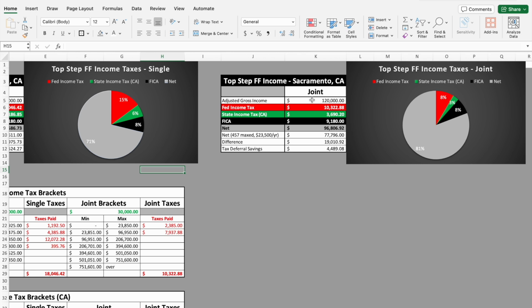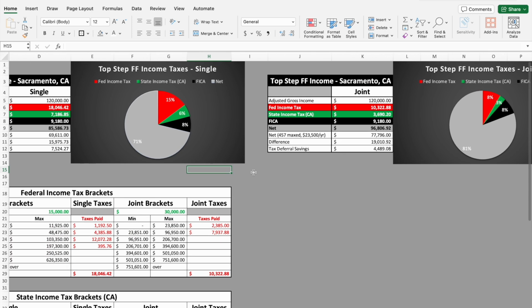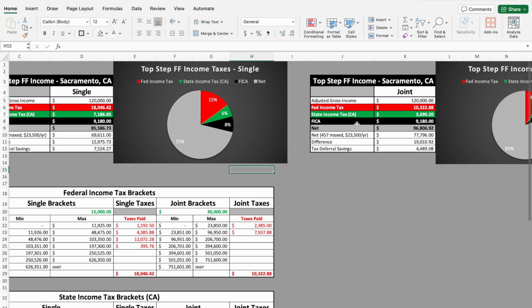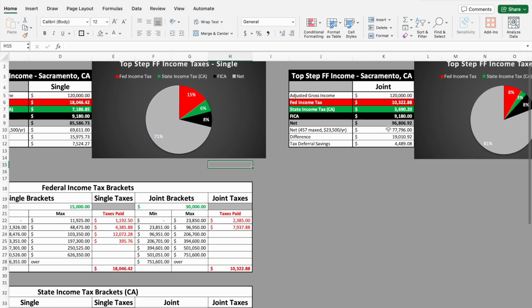So adjusted gross income, 120. Federal income tax is only 10,000. State income tax, a little over 3,000. FICA, that's the same amount, right? 7.65. It's identical on both sides. So the total net for this person who's joint is 96,000 versus this other person filing single is 85,000.